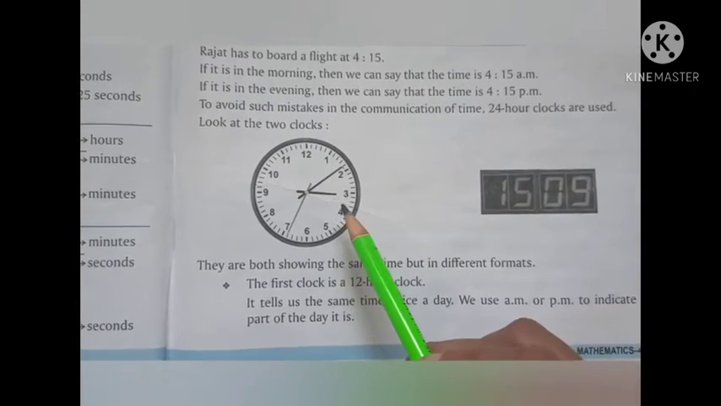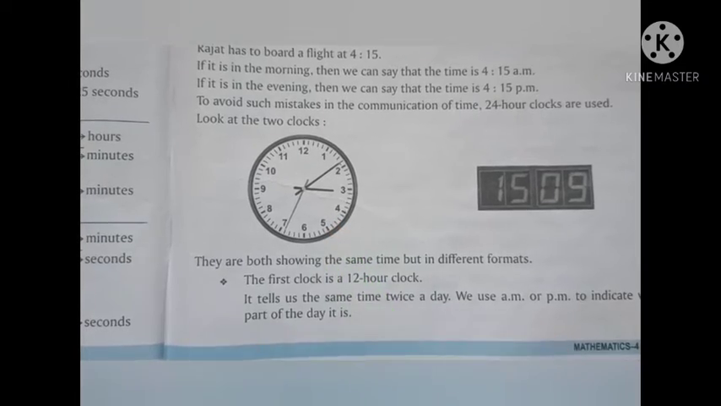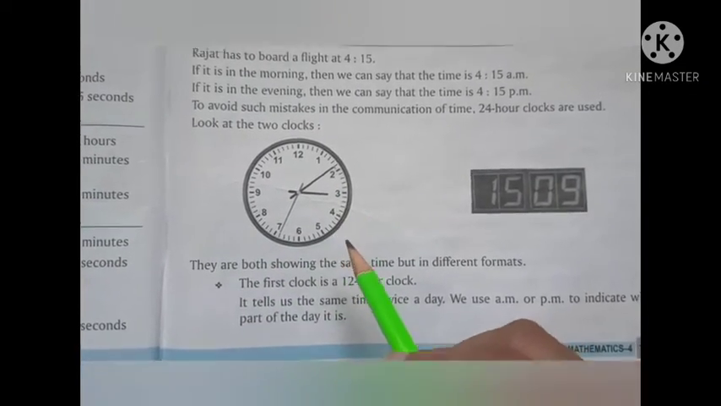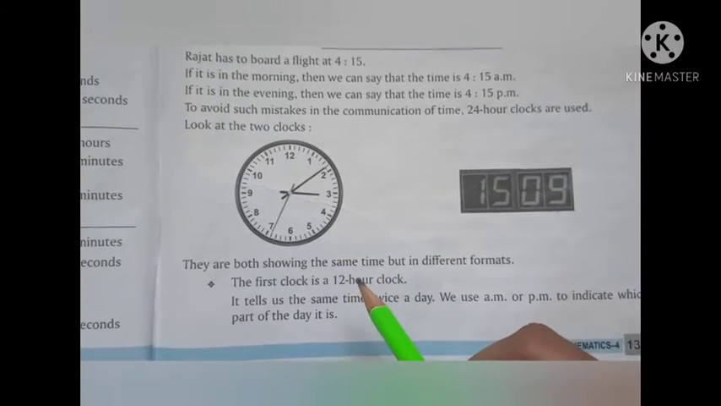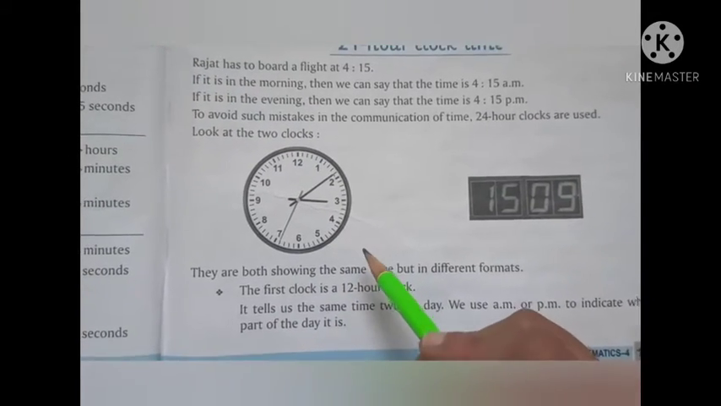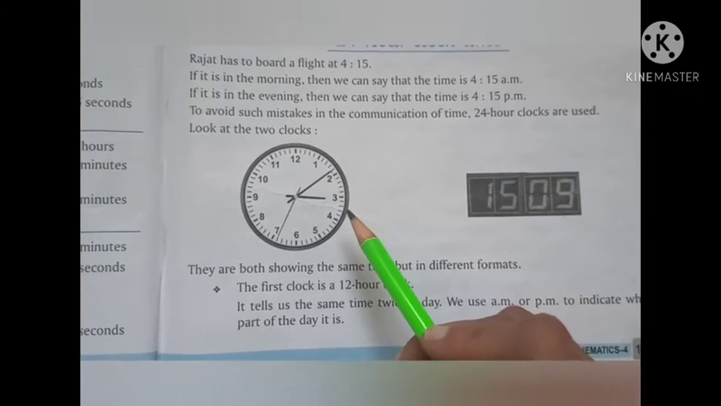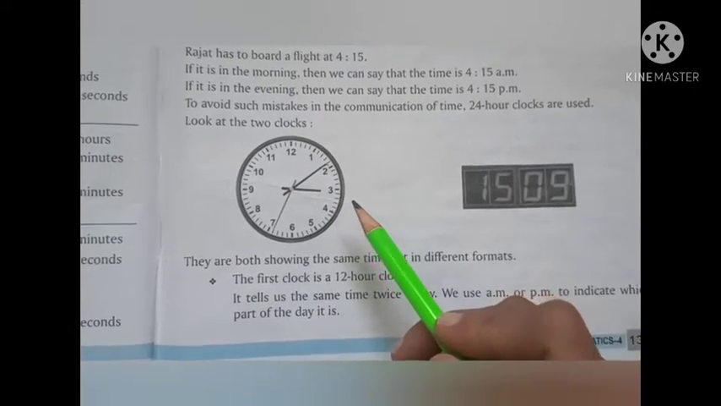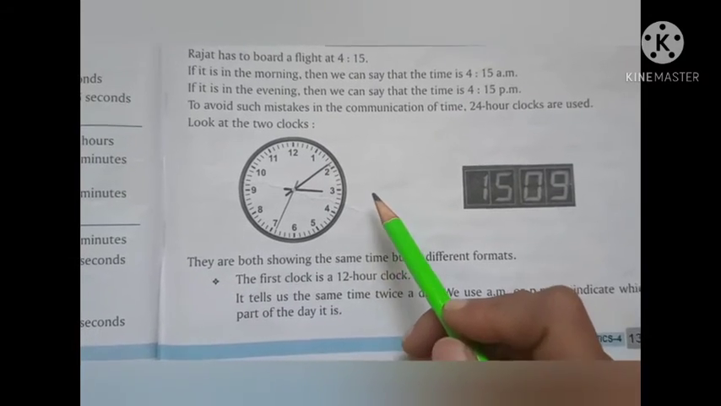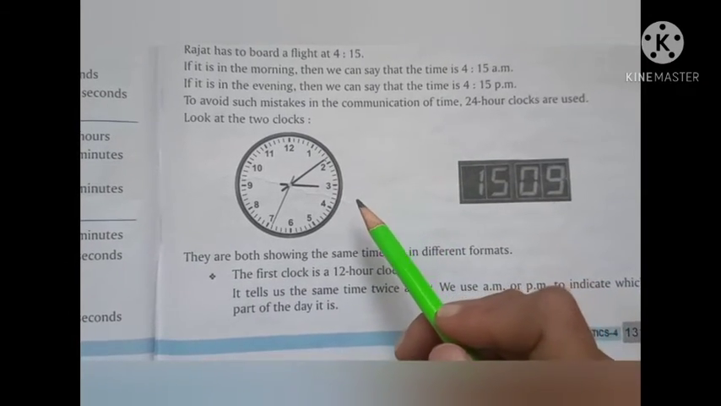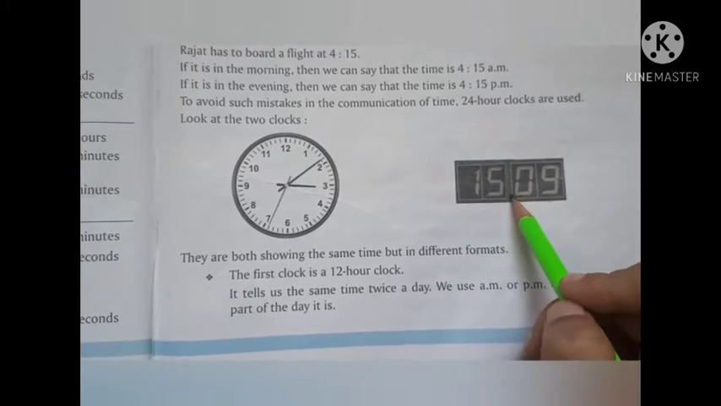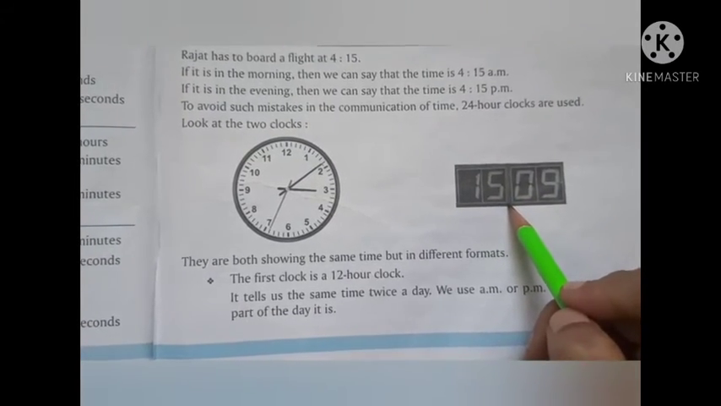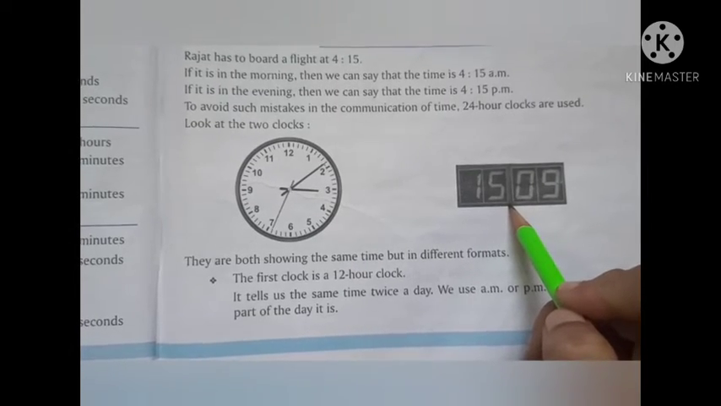The first clock is a 12-hour clock. It tells us the time twice a day. The same time is told 2 times a day. We use AM and PM to indicate which part of the day. We already know that from the night 12 o'clock to afternoon 12 o'clock we use AM, and from afternoon 12 o'clock to night 12 o'clock we use PM. This watch does not have any AM or PM confusion because this is a 24-hour format clock.